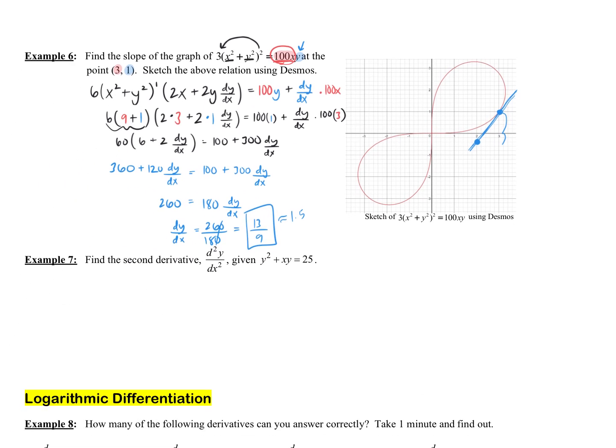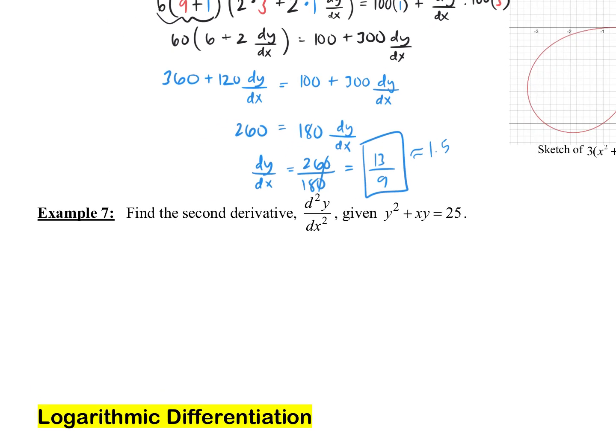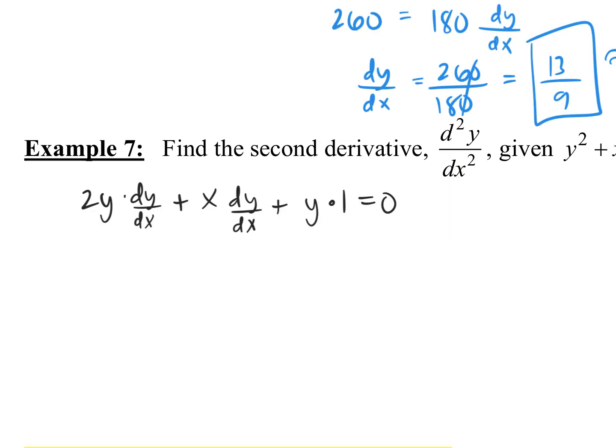All right, last problem here. Find the second derivative, which means we have to find the first derivative before we find the second derivative. Okay, so I'm going to give you a minute right now. Find the second derivative with respect to x given this function of y squared plus xy equals 25, and solve for dy/dx. Try it out with your neighbor, and then I will go over it. Okay, are we all okay with that first derivative that I took there? Yes.